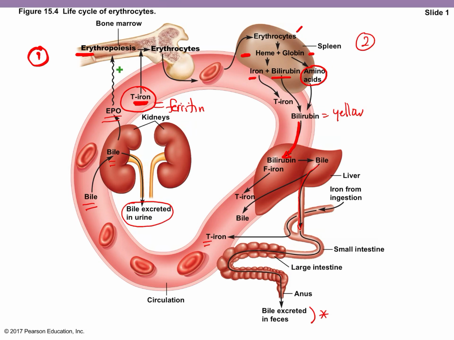Okay, so let's see, what did I forget? I also see that my erythropoietin, EPO hormone, comes from the kidneys to stimulate our red blood cell production.